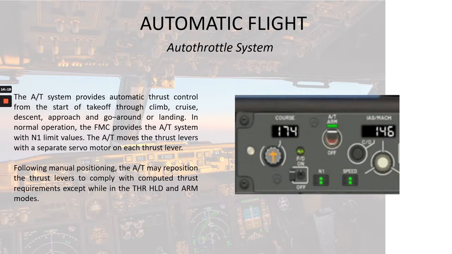The Autothrottle system provides automatic thrust control from the start of takeoff through climb, cruise, descent, approach, and go around or landing. In normal operation, the FMC provides the Autothrottle system with N1 limit values. The Autothrottle moves the thrust levers with a separate servo motor on each thrust lever. Following manual positioning, the Autothrottle may reposition the thrust levers to comply with computed thrust requirements, except while in the thrust hold or arm modes.